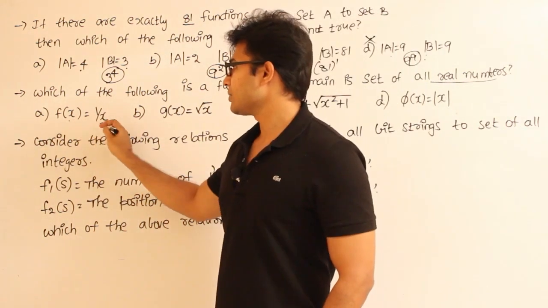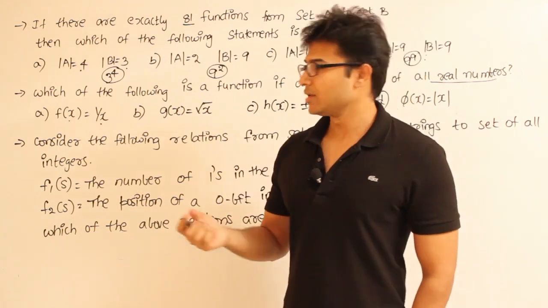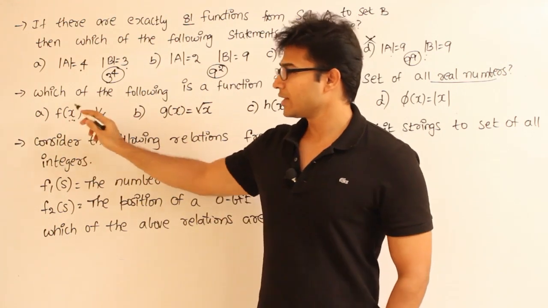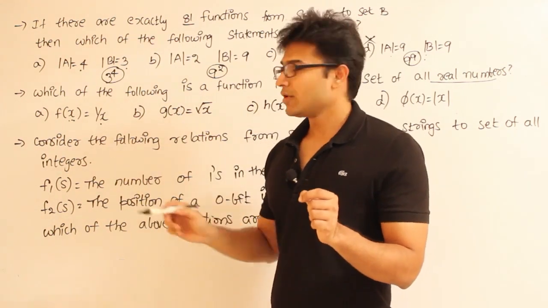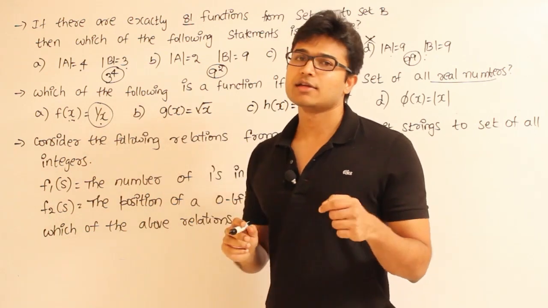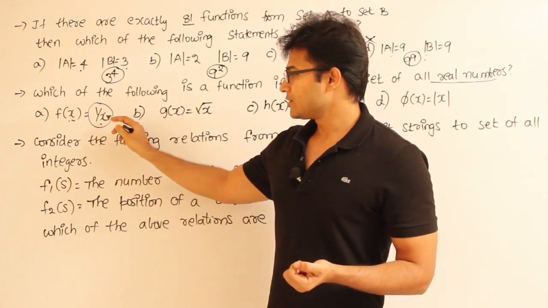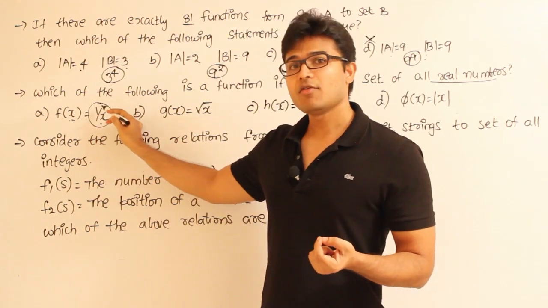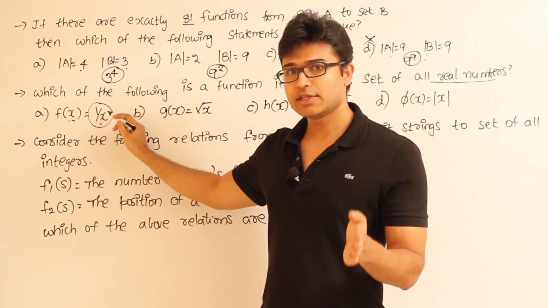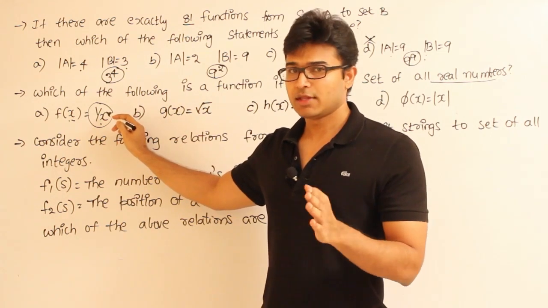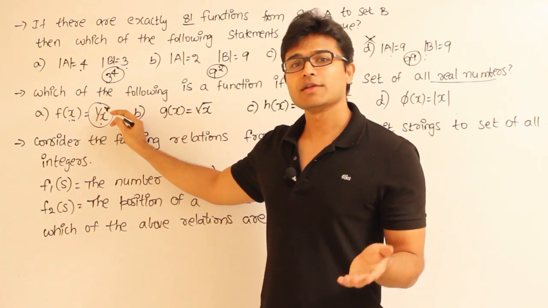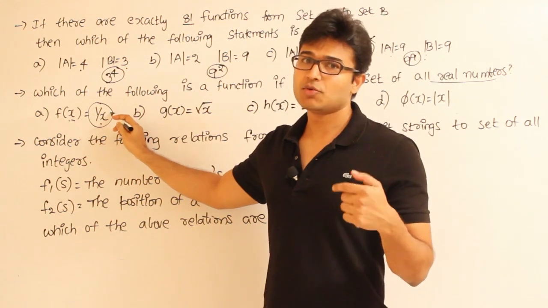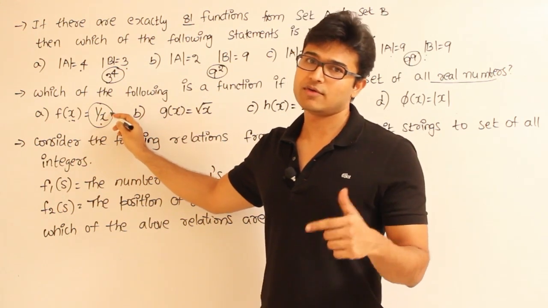F of x equal to 1 by x. So what does it mean? If for every real number x we can give exactly one value, then you are going to say that it is a function. See this, for example, for the real number 1, what value do you want to associate according to this function? 1 by 1, which is nothing but 1, which means 1 is mapped to exactly one value, 1. And similarly for 2, what is the value that you want to assign? For 2, value assigned is 1 by 2, which is 0.5, which means (2, 0.5) will be present in this function.